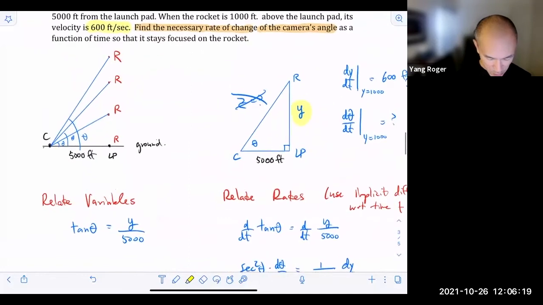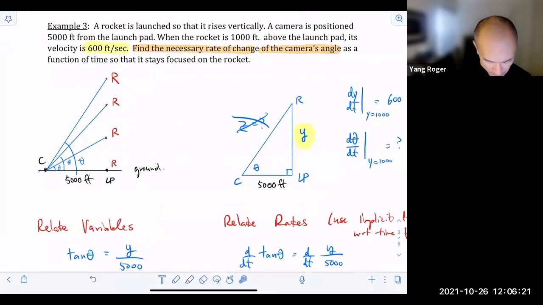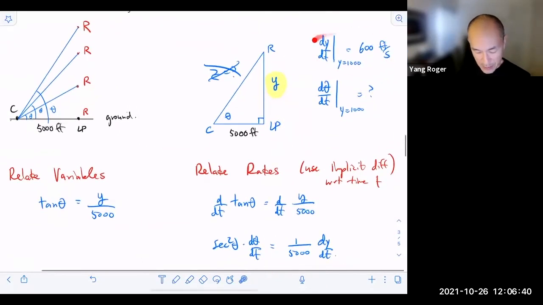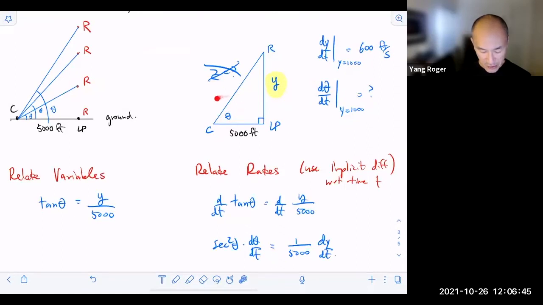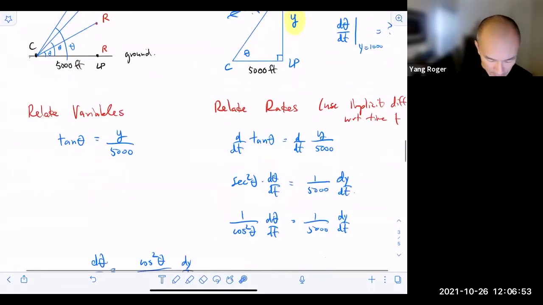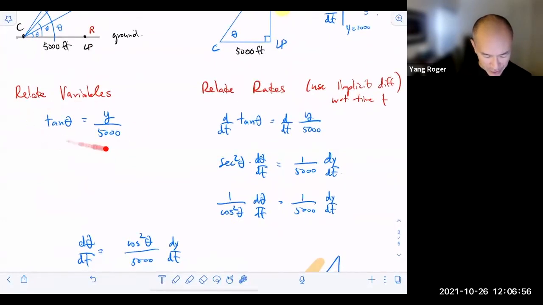So we can step through this one more time. We know that the rocket is launched vertically. The camera is 5,000 feet away. We want to keep track of the angle. So we form a right triangle. This time we're not relating the 3 sides, we're relating the angle and 2 of the sides. The given information is the rate of change of the rocket, and the thing we're looking for is the rate of change of the angle. This 5,000 is constant, and the 1,000 is not labeled here. This is a variable.